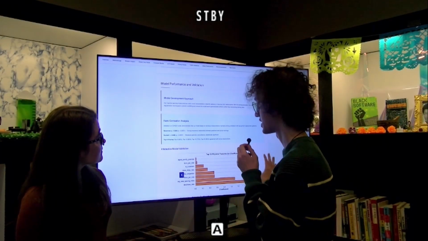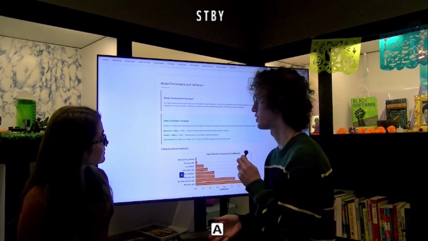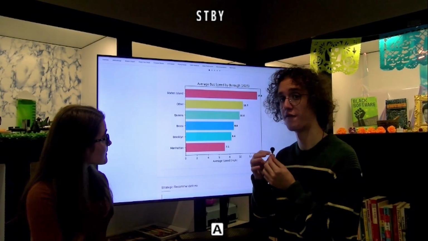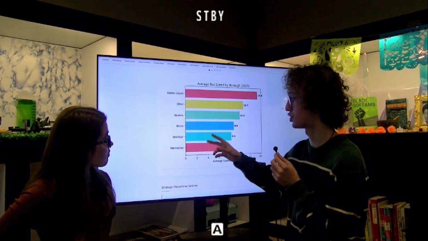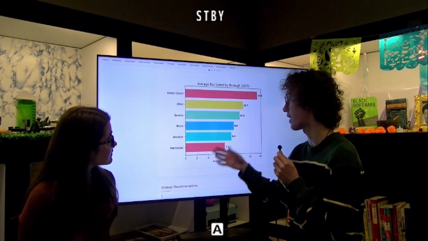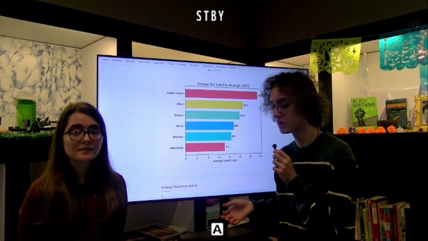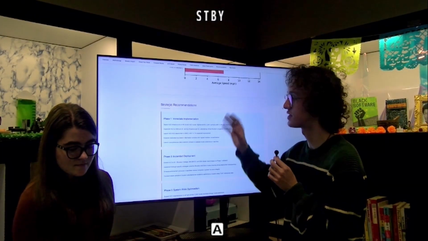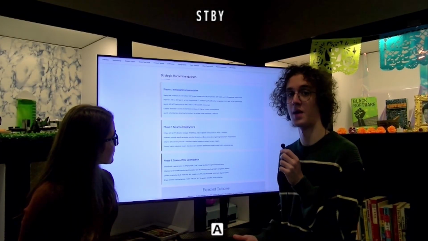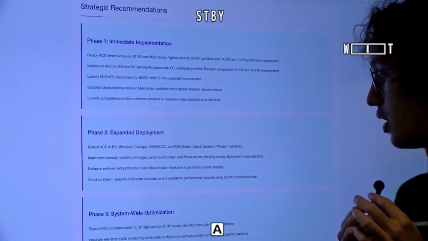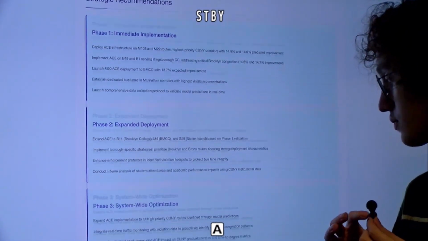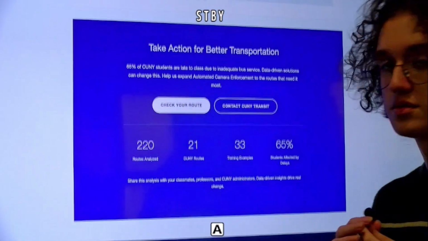And yeah, this is just the statistical side of our model. You can scroll down more. And this shows our average bus speeds by borough, further proving our implementations because the two implementations that we focused on and recommended were both in Brooklyn and Manhattan. And here you can see that they're the slowest boroughs. And you can scroll down. And this is what we've been presenting throughout the presentation, our strategic recommendations for what MTA should do to help buses become faster for both students and everyone. And this is our presentation. Thank you so much.